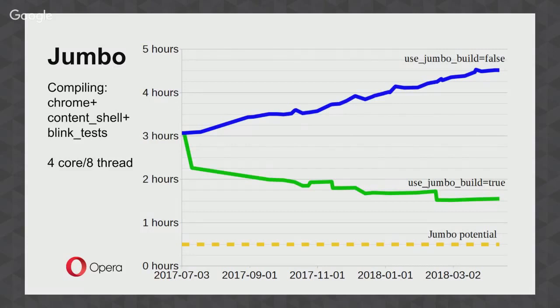I also want to mention the potential of jumbo. I have a work branch which compiles in 40 minutes. So I know we can reach 40 minutes. That hasn't converted everything, so I think we can reach 30 minutes. So that's where I've drawn the potential line. I think about 30 minutes is probably the limit, which would be about 9 times as fast as a normal build.